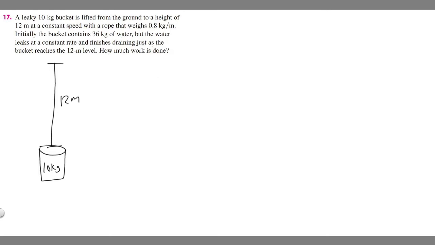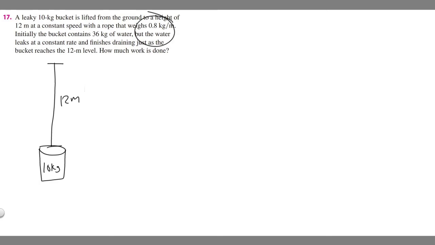What you need to know is that you split the work up into different things. We need to find the work of bringing up the rope, the work of the bucket, and then the work it takes to move the water. So there are going to be 3 different integrals that we use to solve this. I'm going to start with the rope.